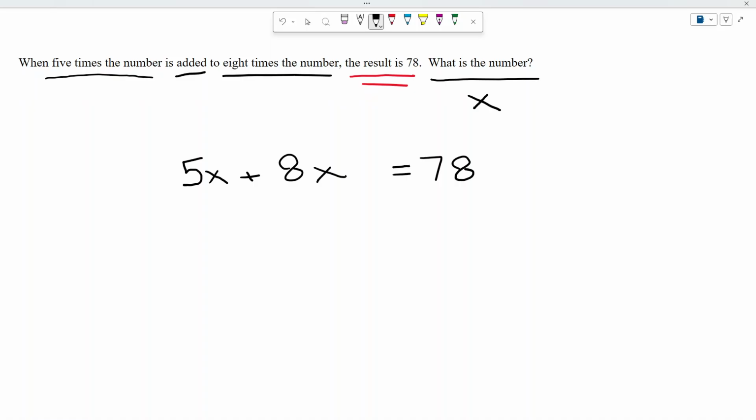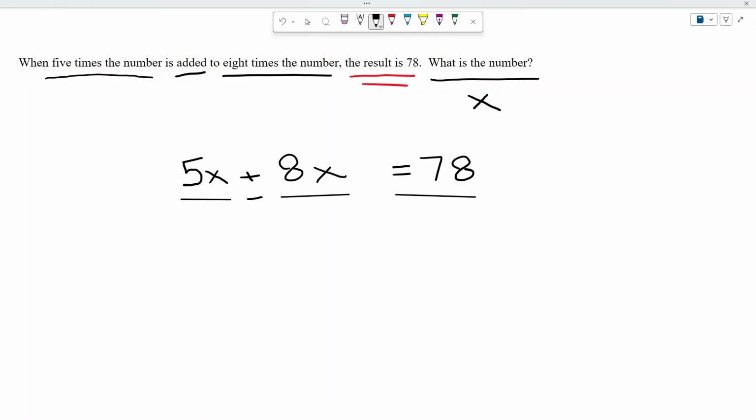All right, so we have it set up. Let's read through it one more time just to be safe. When 5 times the number x is added to 8 times the number x, the result is 78. All right, so everything matches up. Everything looks good here.